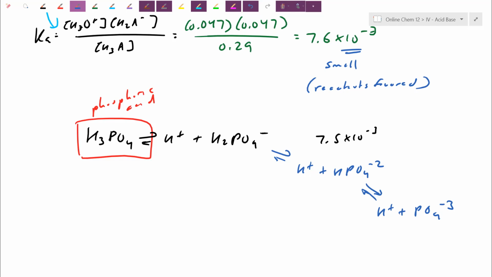Okay, so definitely practice some questions in this section. Make use of your ice tables. If it makes the math easy, do the assumption. You have to write it down. If it doesn't make the math easy, don't assume.